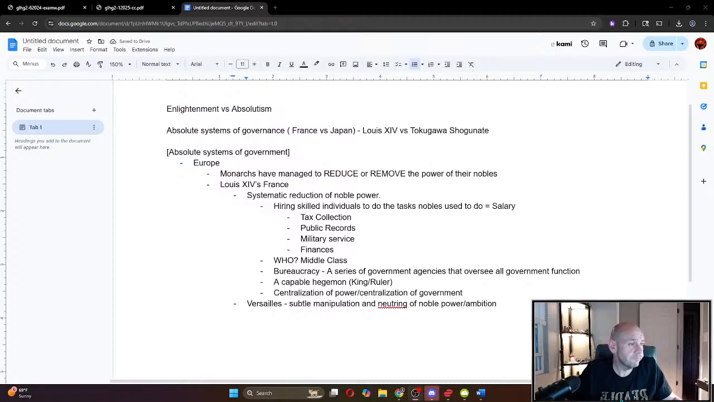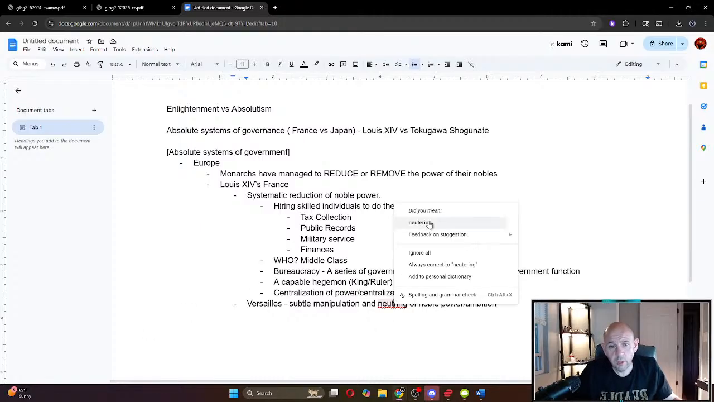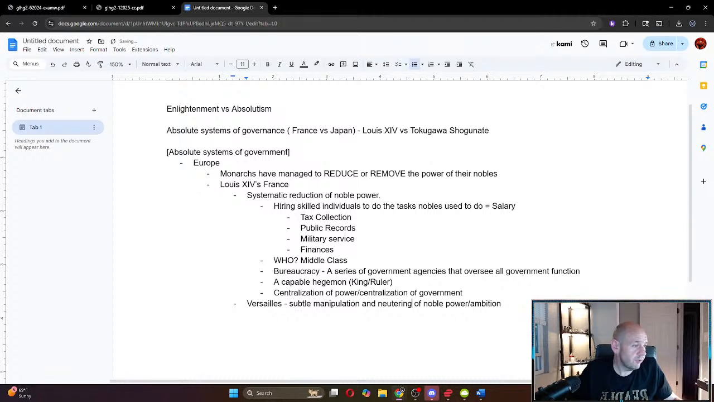Now, another leader of another state who did something rather similar is all the way over in Japan. So let's get out of here and let's go to Japan. Now, we use Japan as a comparative point for two reasons. One, this is happening at roughly the same time Louis is ruling, so it's a similar-ish time frame, 1600s. And then on top of that, you get a kind of similar system where an aristocratic nobility must be reined in by a ruling monarch.